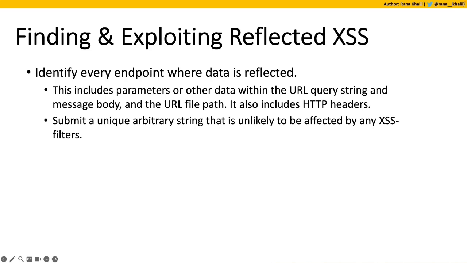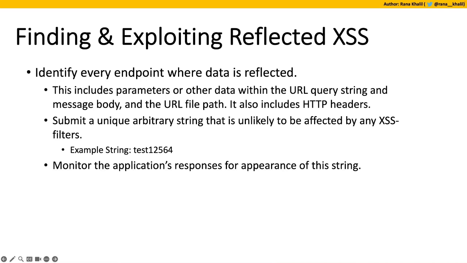The reason we do that is because we want to query the responses in the application to see if our unique string appears in them. An example string would be, let's say, test12564, which I just came up with. It's just a short string of alphanumeric characters, and it does not contain any tag names or special characters, and so it's quite unlikely to be blocked by any XSS filters that the application uses.